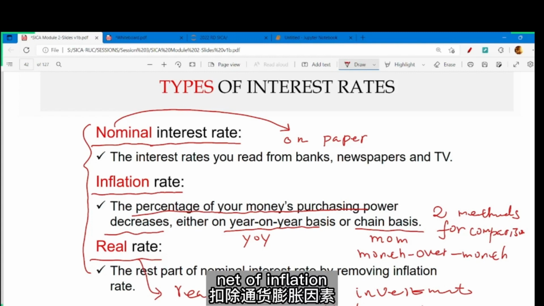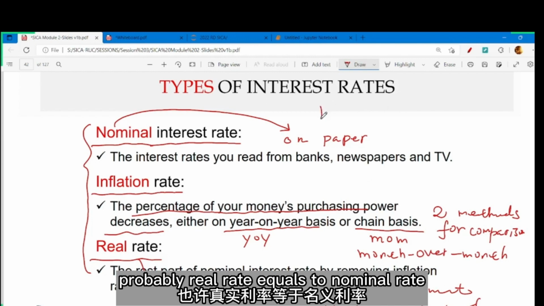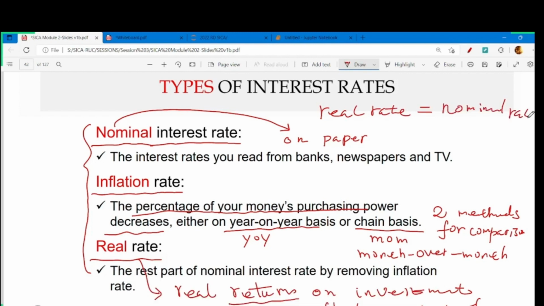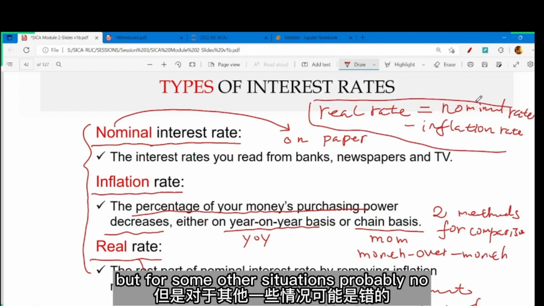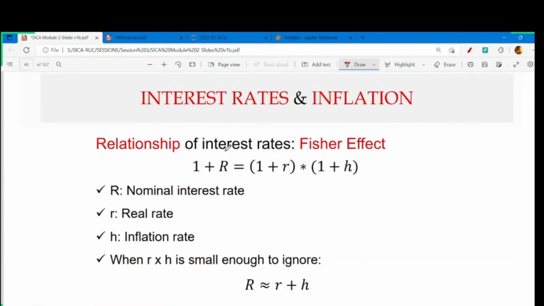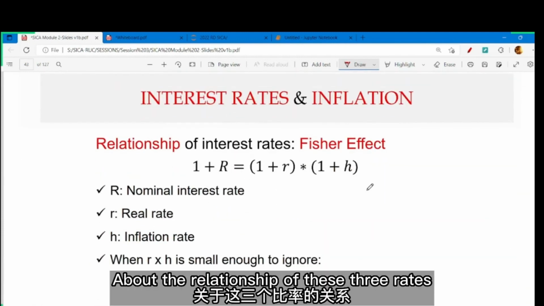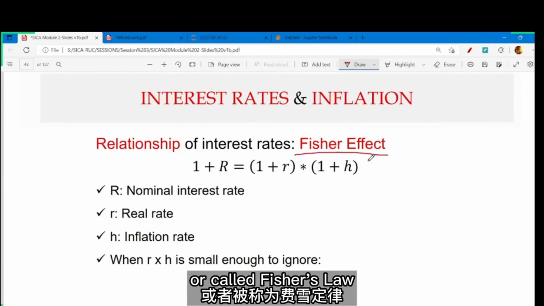Net of inflation. So you may think, wow, probably real rate equals nominal rate minus inflation. I must say, for some of the situations, yes, but for some other situations, probably no. Let's look into details. About the relationship of these 3 rates, we have a very famous Fisher effect, or called Fisher's law.